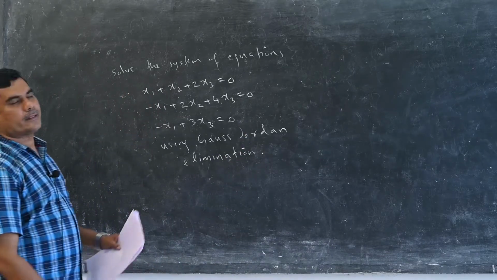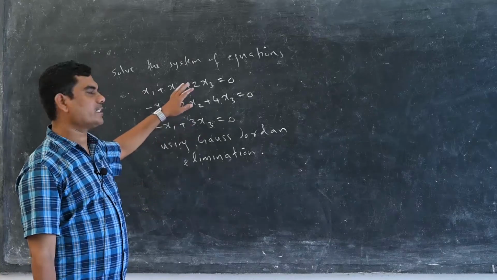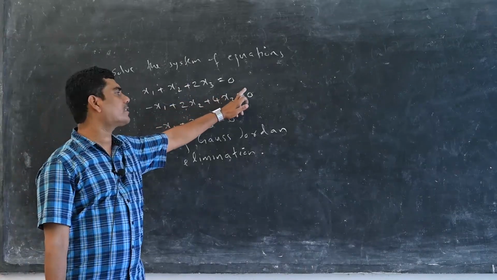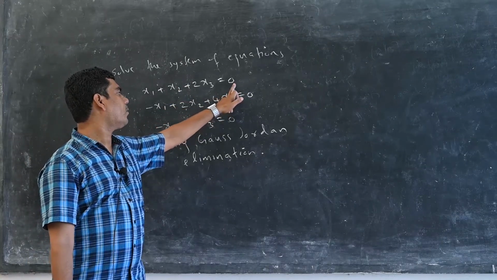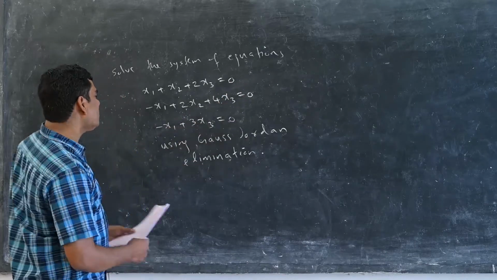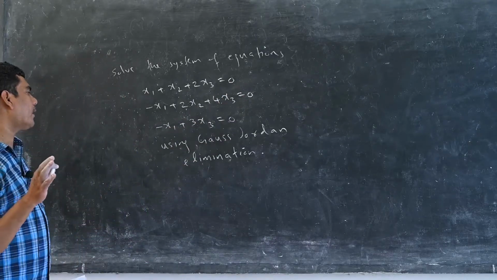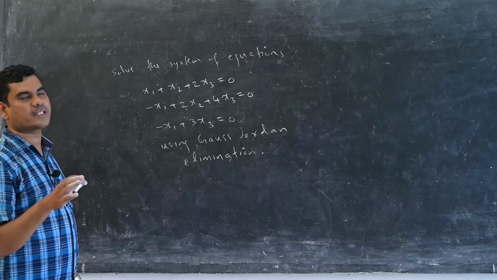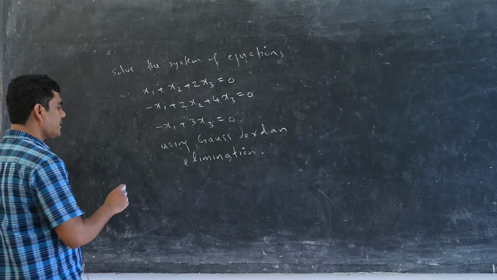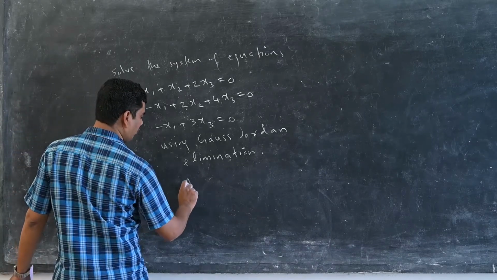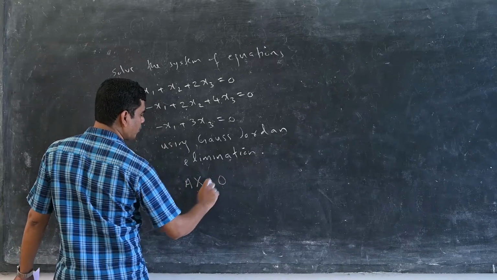Here the system is homogeneous because all the constants are zeros. This is 0, this is 0, this is 0. So the given system is a homogeneous system. So it can be written in matrix form as Ax is equal to 0.